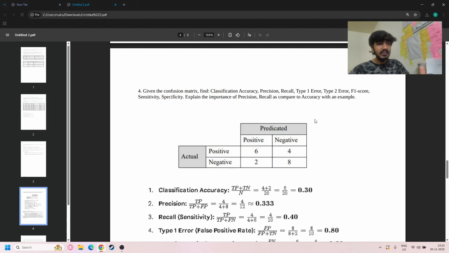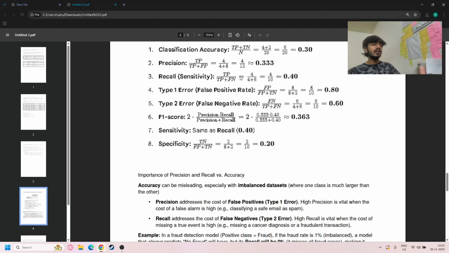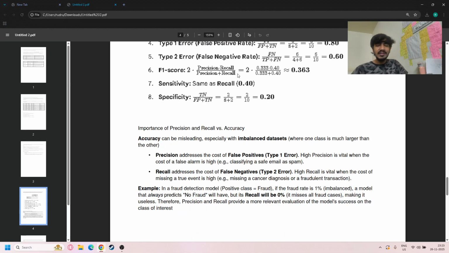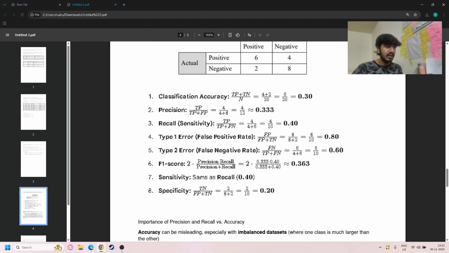But the main part of the question is we need to explain the importance of precision and recall compared to accuracy. So accuracy can sometimes be misleading because sometimes data sets are imbalanced, where one class might be big, another might be small, then there might be another bigger one. But those things can be addressed by precision and recall. Precision addresses the cost of false positives, that is type 1 error. Like you can see here, precision rather than accuracy uses this in the denominator.